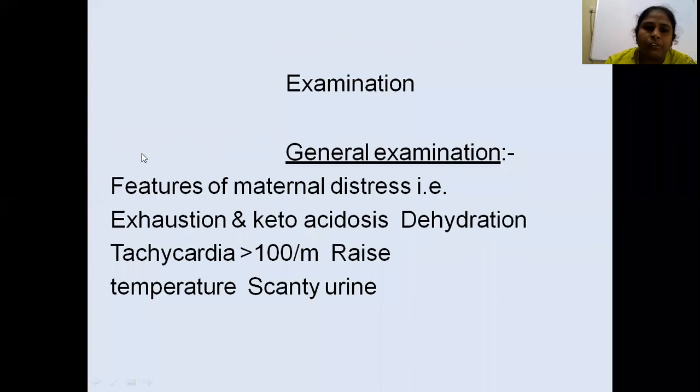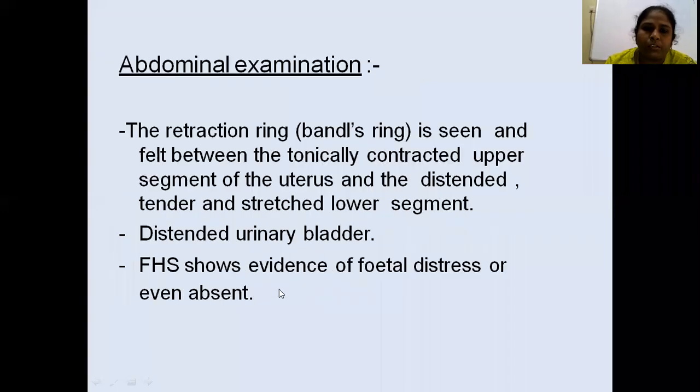So all the features of exhaustion can be seen on general examination. There will be dehydration, tachycardia, pulse more than 100 per minute, raised temperature, and scanty urine, because of the distended bladder, pressure on the bladder. On abdominal examination, you can see a retraction ring or a Bandl's ring between the tonically contracted upper segment and the distended tender lower segment. There will be a distended urinary bladder. Fetal heart sound shows evidence of fetal distress. Sometimes an intrauterine death of the baby may have occurred.